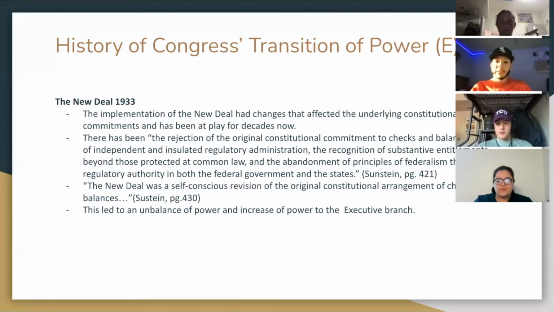So this gave a little bit more power to the executive branch, which makes you wonder, is there checks and balances, which goes into the third point of saying the New Deal was a self-conscious revision of the original checks and balances. So checks and balances, that we know, is best known for regulating the power between branches of government to diminish the risk of tyranny.